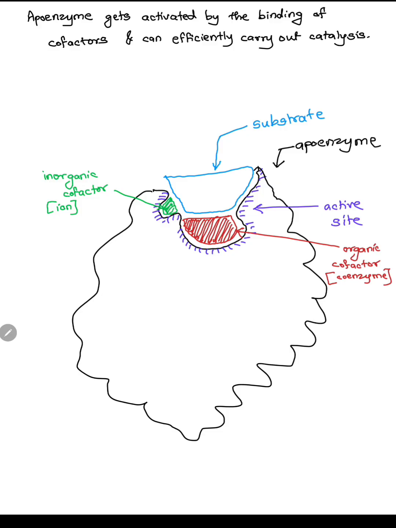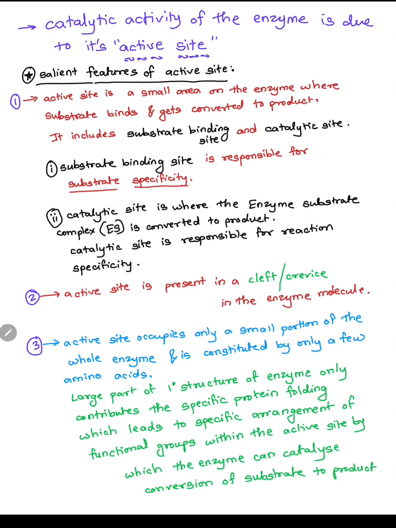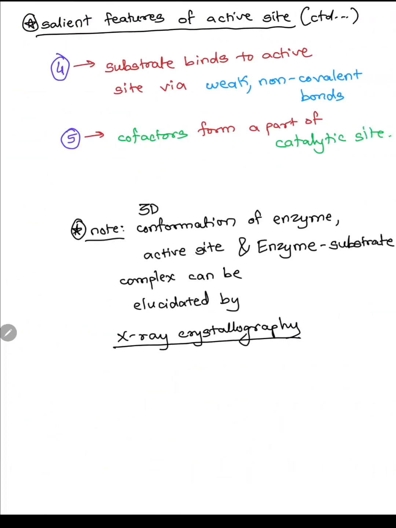which is made up of a few amino acids, and the rest of the primary structure of the amino acids only contributes to this specific folding and arrangement of functional groups at this active site, so that the active site becomes actually the active site, which can catalyze the reaction, which facilitates the conversion of substrate to product.